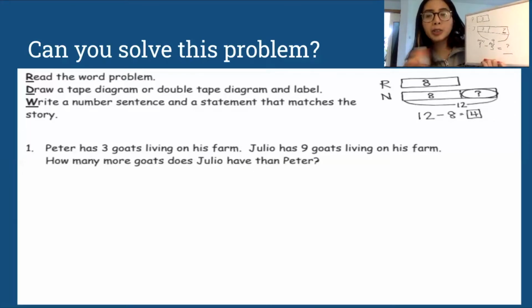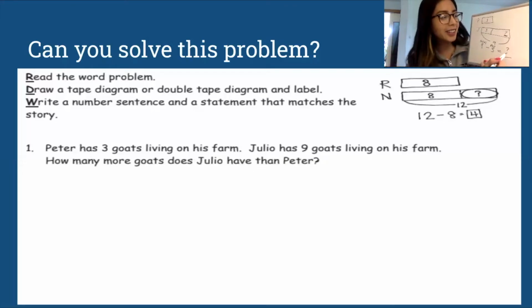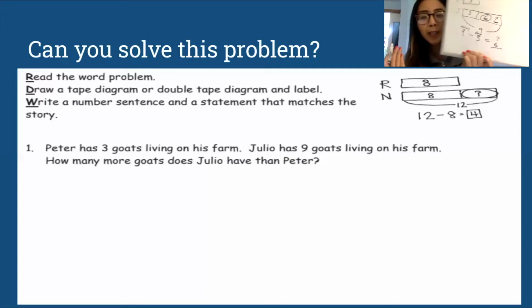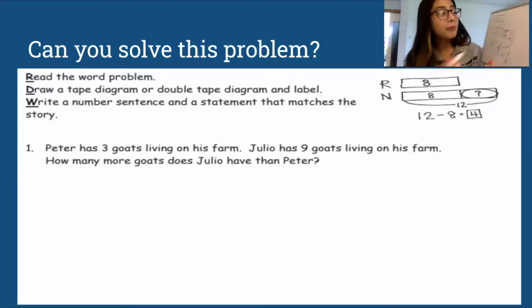So think in your brains, what's 9 minus 3? You can even use your fingers to solve. Give yourself a few more seconds. What's 9 minus 3? It's 6. So that means Julio has 6 more than Peter. So again, Julio has 6 more goats than Peter.